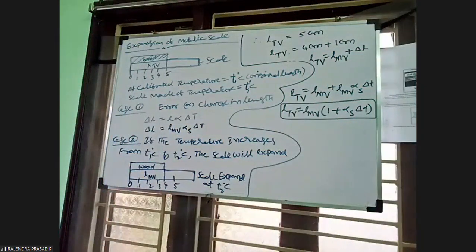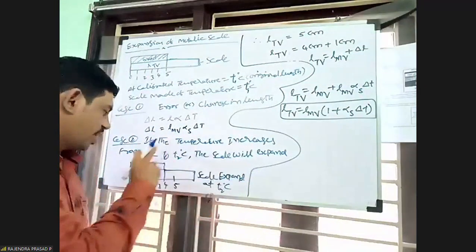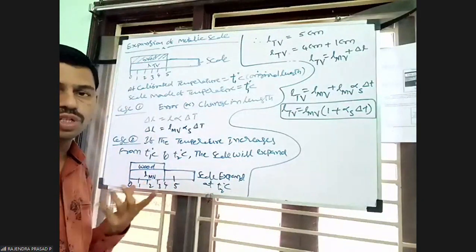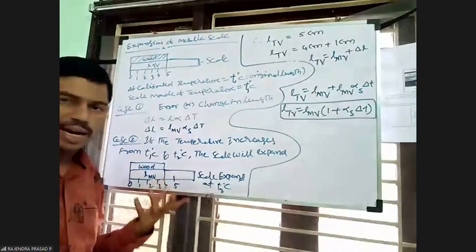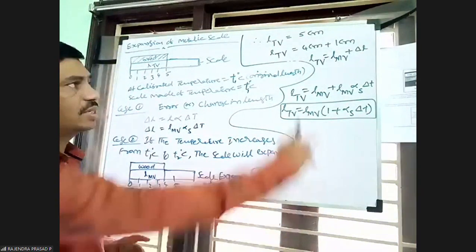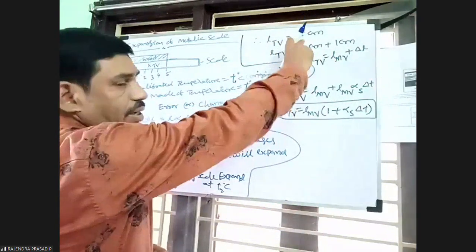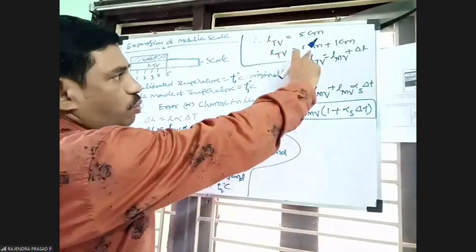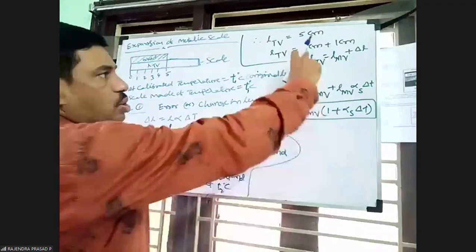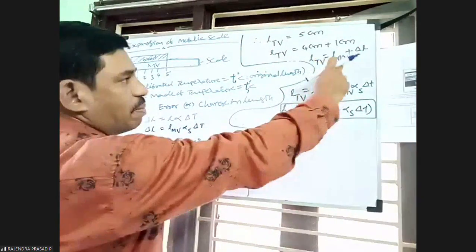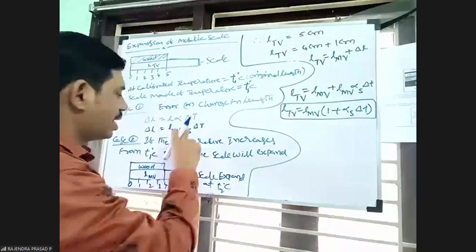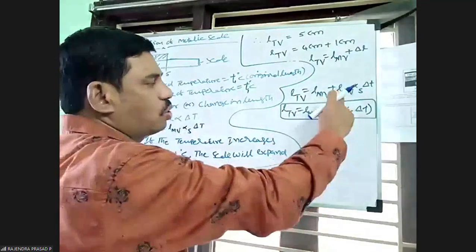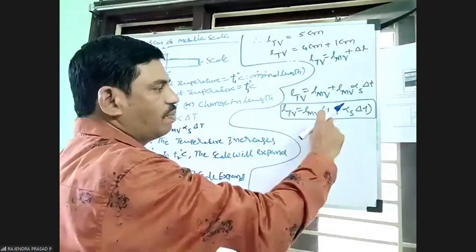Clear? The temperature increases from T1 to T2 degrees C. The scale will expand. Scale expands means the length shows 4 centimeter. 4 centimeter is not a correct value. Actually the correct value is 5 centimeter. This is the measured value, this is the correct, calibrated value, 5 centimeter. Therefore, L true value is equal to 4 centimeter plus 1 centimeter. So 4 centimeter is the measured value. So L measured value plus delta L. Delta L means L alpha delta T. So L measured value is common: L true value equals L measured value common, 1 plus alpha delta T.